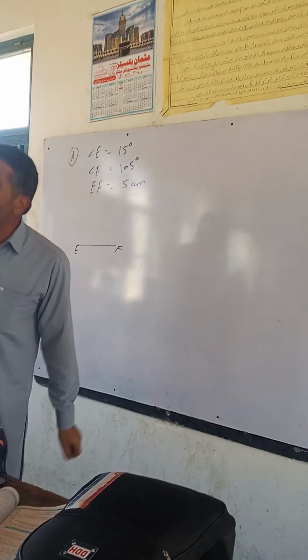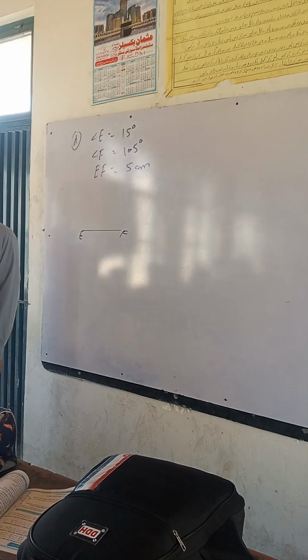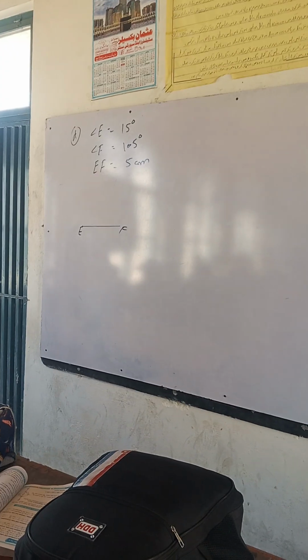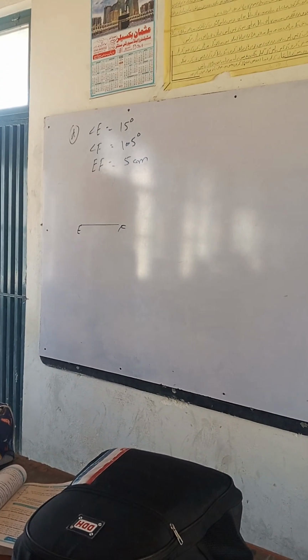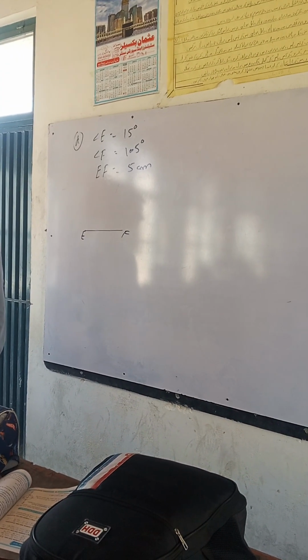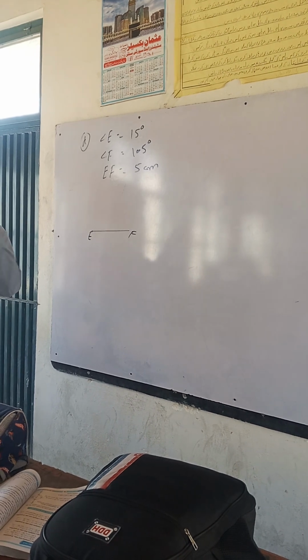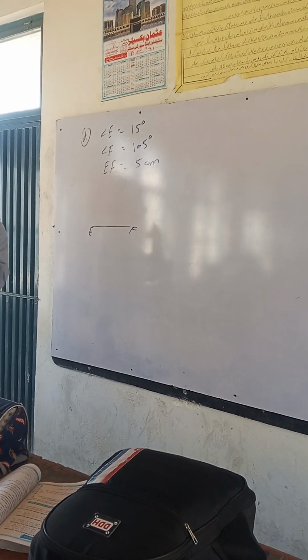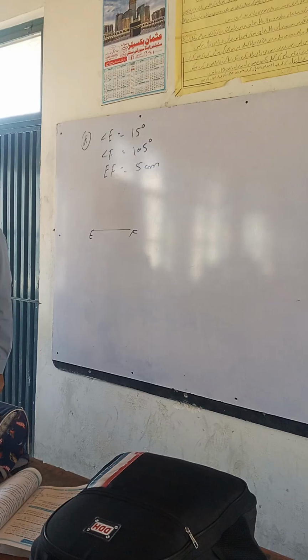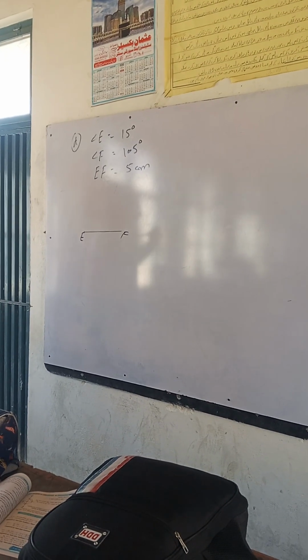To draw the angle of 15 degree, first we shall draw angle of 60 and then it will be divided into two equal parts. It will become 30 and then 30 will be divided into two equal parts, which will become 15 degree. So first of all I shall draw angle of 60 degree.